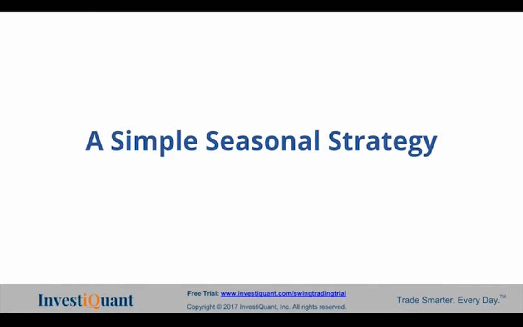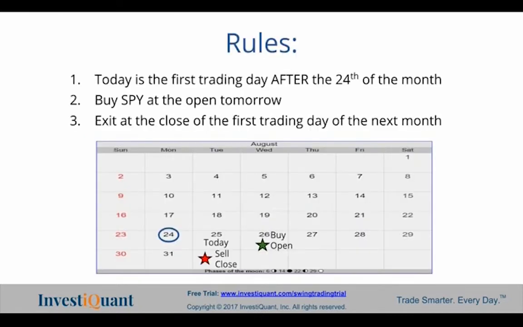So we've got a 5-day high, 5-day low system. It's actually pretty good. It would have done quite well over time with a decent profit curve. But as I hinted, I think we can improve it. Here's a simple seasonal strategy for you.